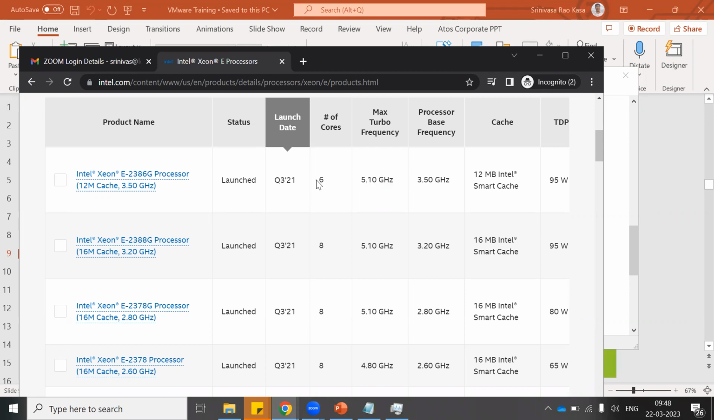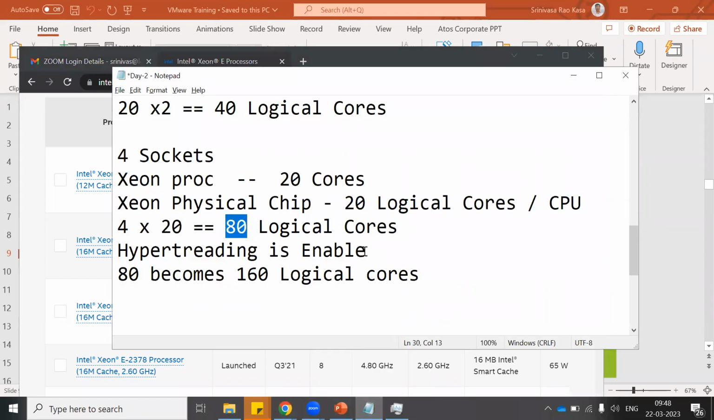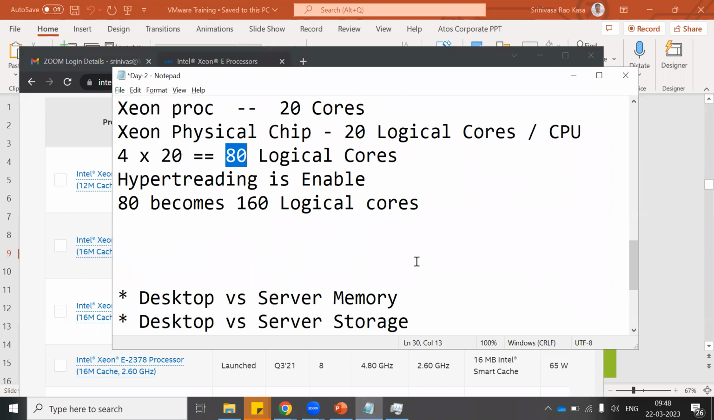The only concern is what we need to learn from this particular CPU concept: how many cores a single physical chip can support, and what hyper-threading is. These are the two important terminologies from the hardware processor concepts. Clear? Okay. Any doubts on the processor?